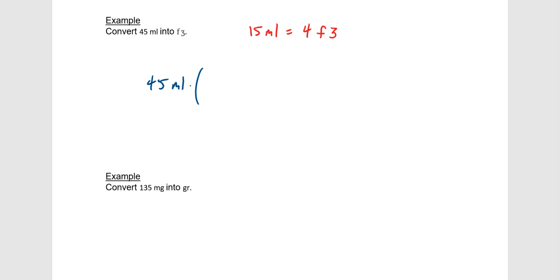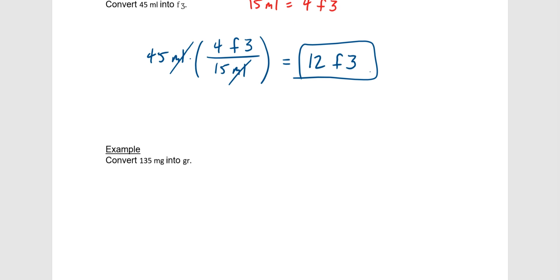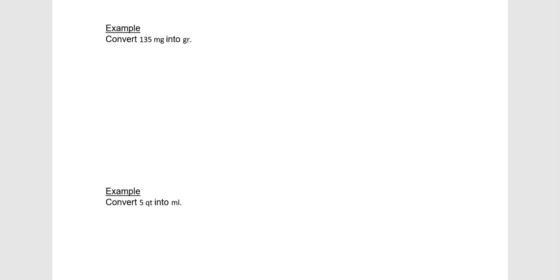Okay, so we're going to start with 45 milliliters. We're going to multiply that by the 4 fluid drams divided by 15 milliliters. And the milliliters cancel. So this one we have to do 45 times 4, which is 180. 180 divided by 15 gives us 12. So this is 12 fluid drams, and write it with the notation to make sure that we're comfortable with it. And that's our answer for that one. And we'll do 2 more and then one last thing and we'll be good.